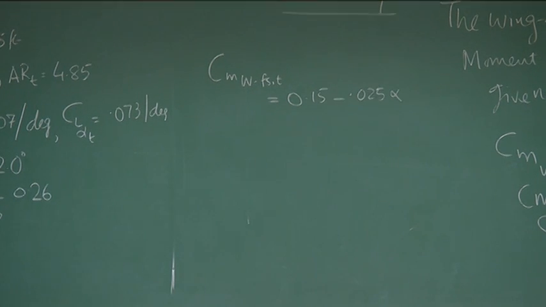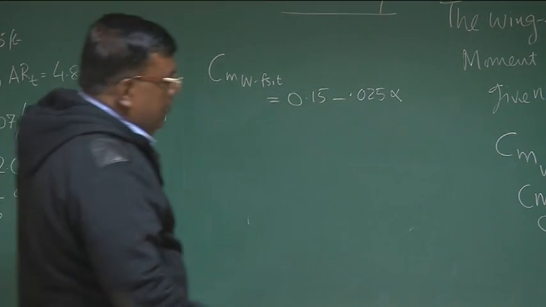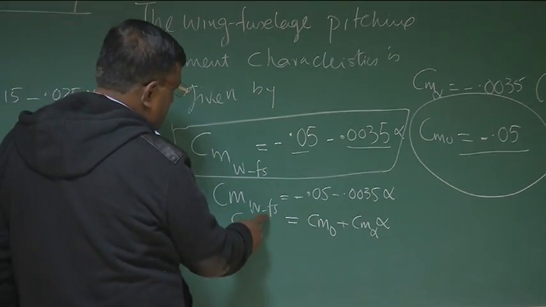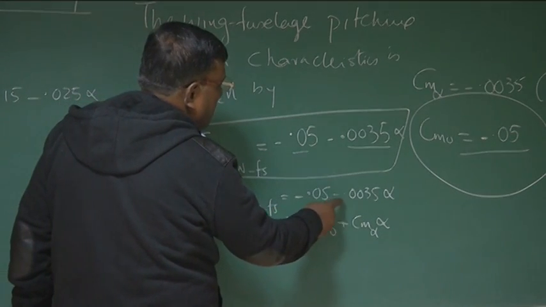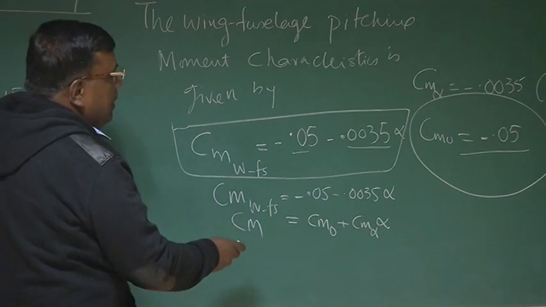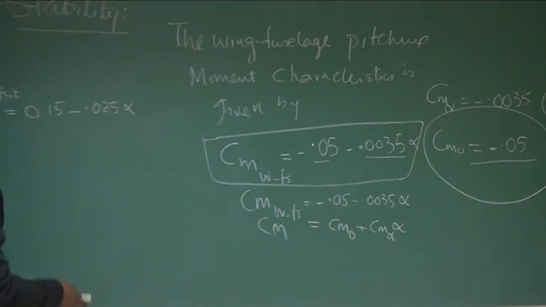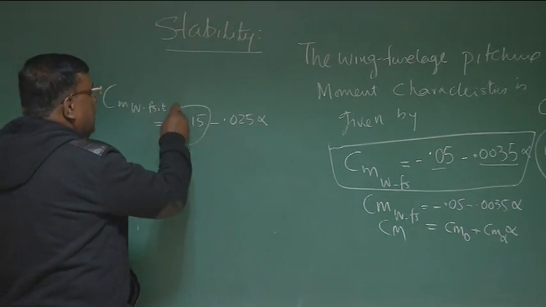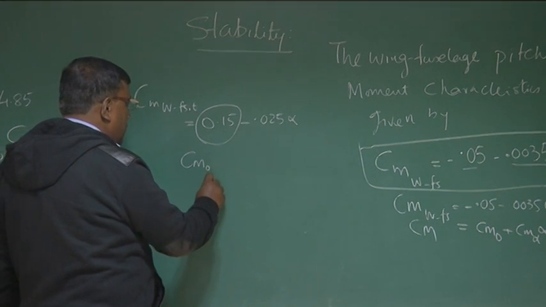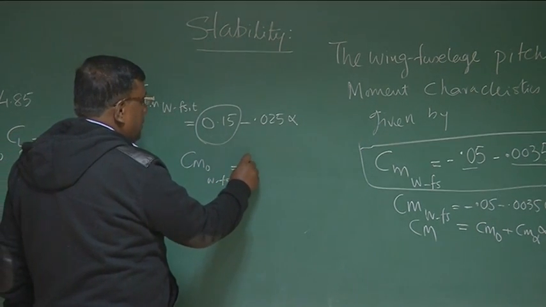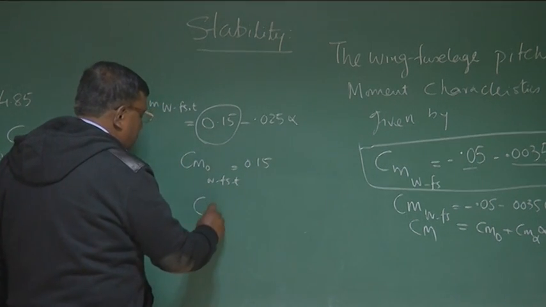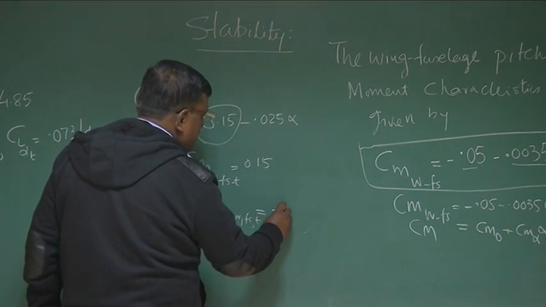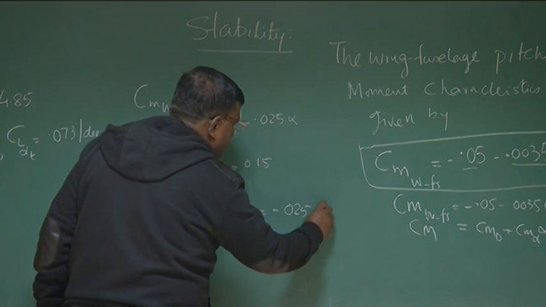So what is the difference now? Try to appreciate. The wing fuselage was like this, where Cm wing fuselage is minus 0.05 minus 0.0035 alpha. That means Cm naught was minus 0.05. Now we want to design a tail for the same airplane so that overall Cm naught, that is Cm naught of wing, fuselage and tail, becomes 0.15, and Cm alpha of wing, fuselage and tail becomes minus 0.025 per degree.